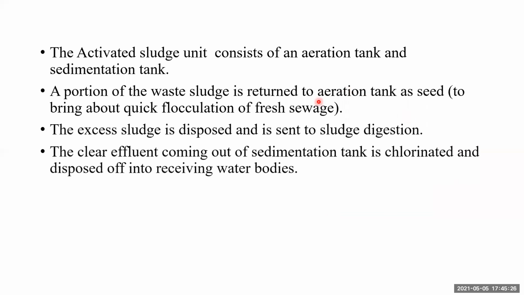So the activated sludge unit consists of an aeration tank and a sedimentation tank. A portion of the waste sludge from the sedimentation tank is returned to the aeration tank as seed so as to bring about quick flocculation of the fresh sewage. The excess sludge which settles down in the sedimentation tank is sent to the sludge digestion unit. The clear effluent which comes out of the sedimentation tank is subjected to disinfection by chlorination and then it is disposed of into receiving water bodies.